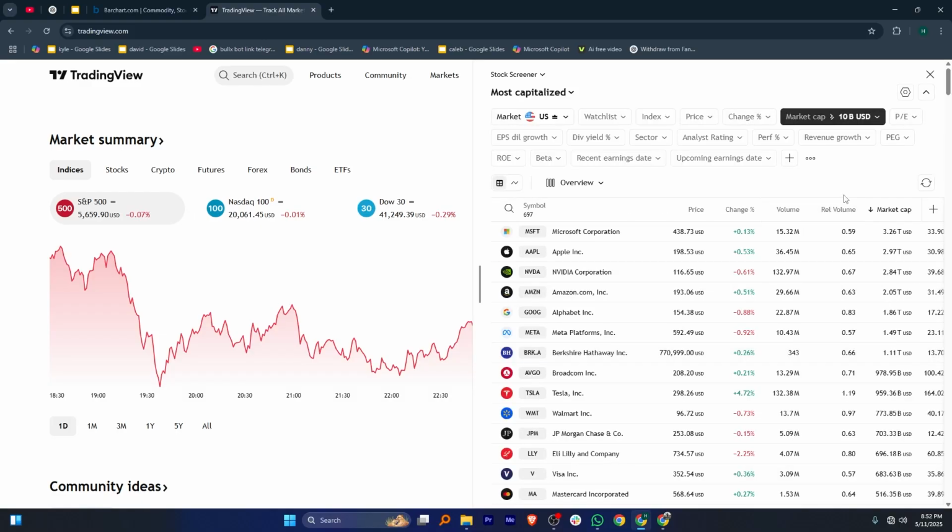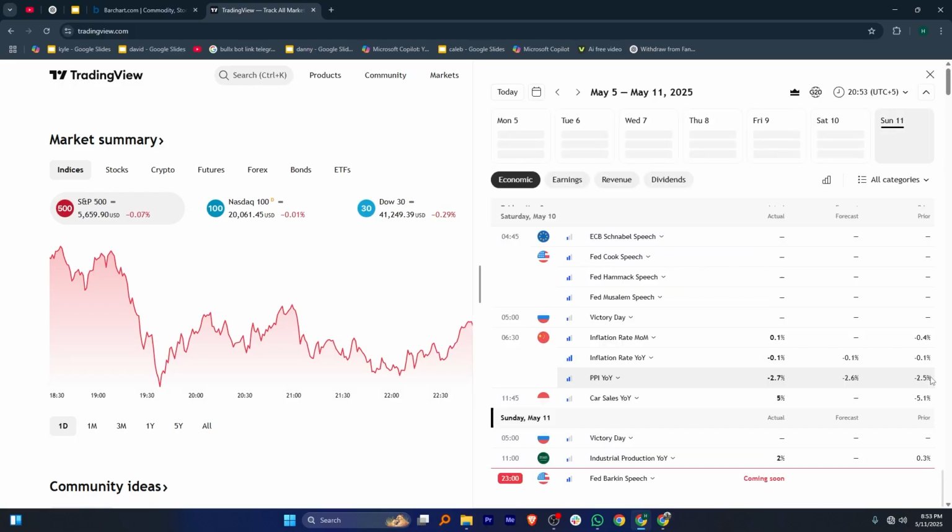In my opinion, Barchart is ideal for data-driven market analysis, while TradingView is preferred for interactive and visual trading analysis.